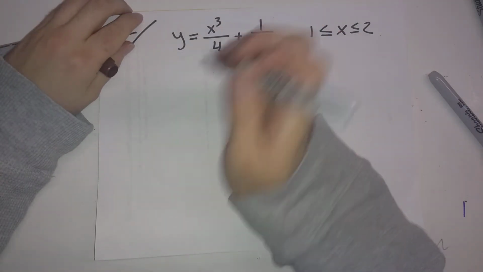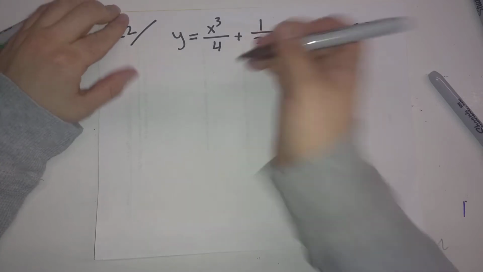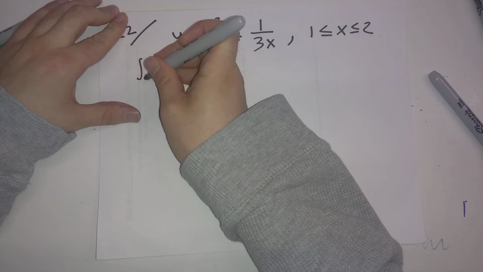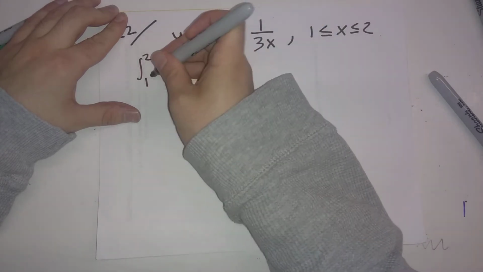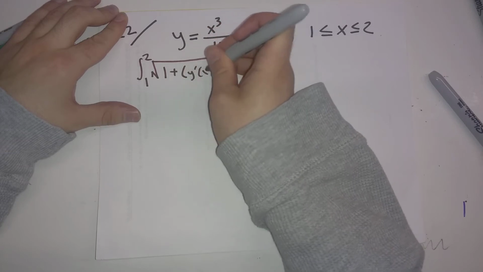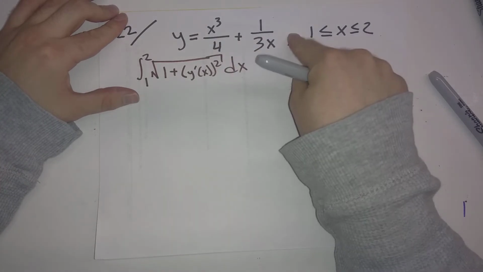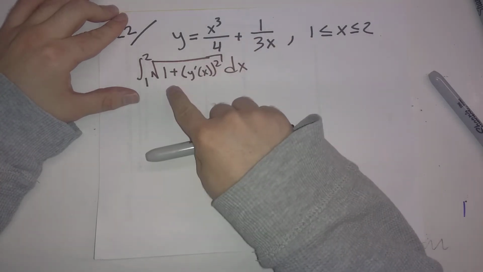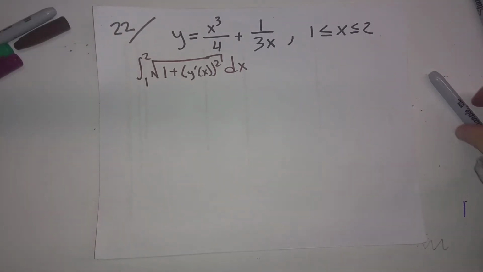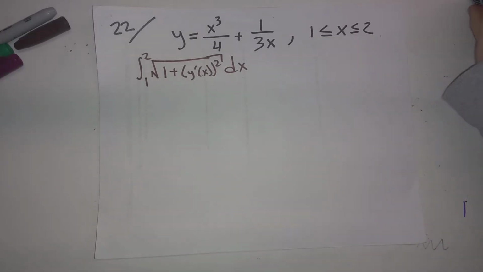So we have y as a function of x. We're going to take the derivative and square it, because our overall formula is the integral from, in this case, 1 to 2 of the square root of 1 plus y prime of x, all of that squared, dx. So we're going to take the derivative, we'll square the derivative, we'll add 1 to that, and then we'll take the square root. Okay, so without further ado, let's go ahead and start crunching through all of those steps.